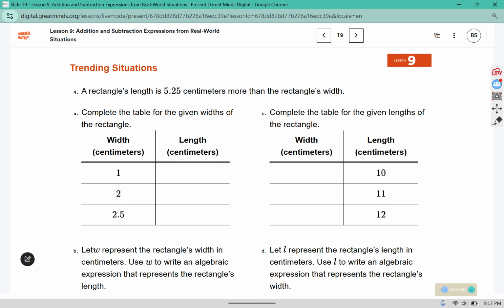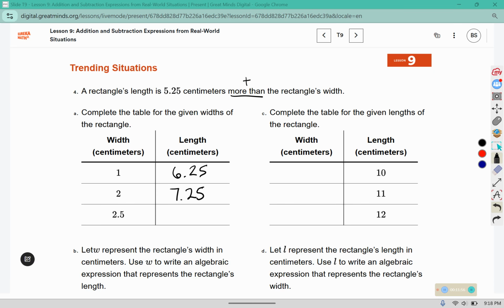A rectangle's length is 5.25 centimeters more than the rectangle's width. Complete the table for the given widths of the rectangle. So that phrase more than means add to. So we're going to add 5.25 to the width. So 1 plus 5.25 is 6.25. 2 added to 5.25 is 7.25.